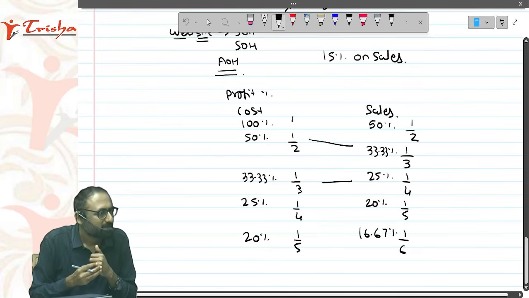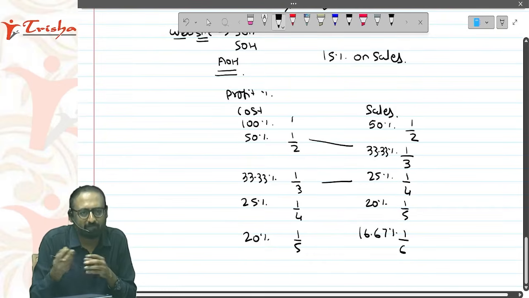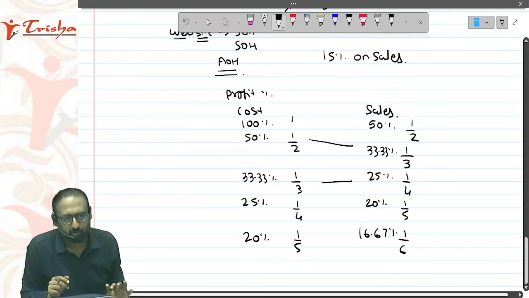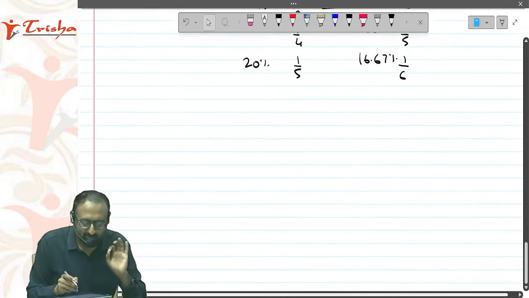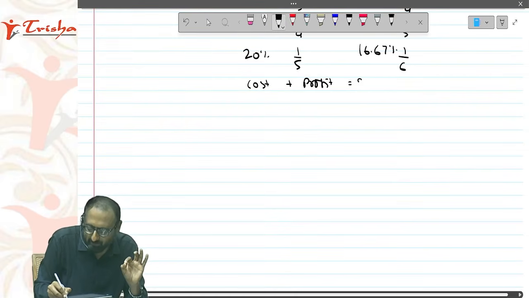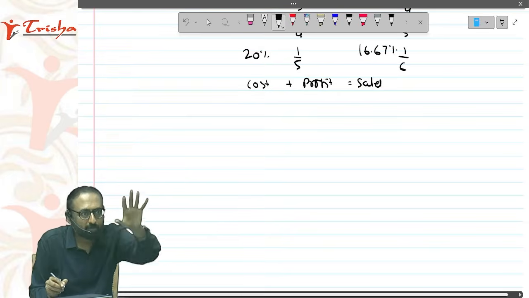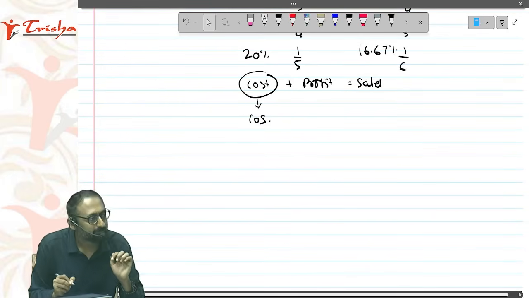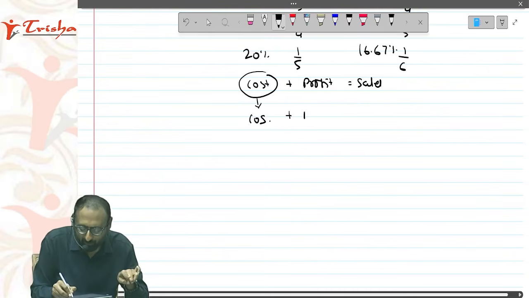Profit will be something like 12%, 15%, 10%, some odd figure they will ask. Okay. Now what will you have to do? You'll have to use one simple formula: cost plus profit is equal to sales. Now while preparing the cost sheet, you will come up to this point, cost of sales. Then you will have to add profit.